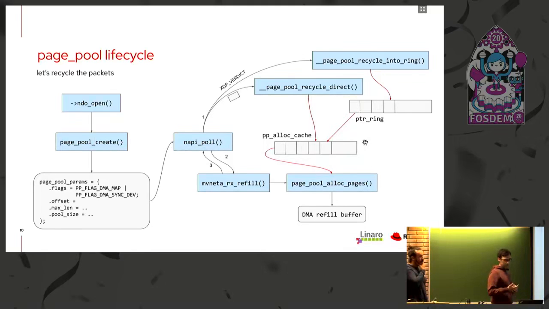The page pool allocator will have 2 caches: one is the in-interrupt cache, used when the driver is running in interrupt context and we have a single reference to the buffer, and the other is a pointer ring cache. Whenever our driver needs to refill the DMA engine with a new buffer, for example, in this case, the MVNeta RX refill, we can access these caches instead of going through the slower page allocator.